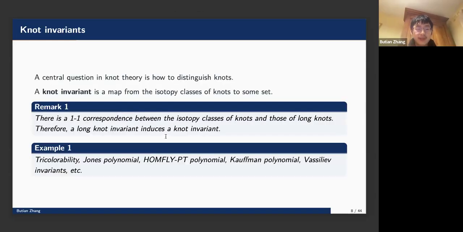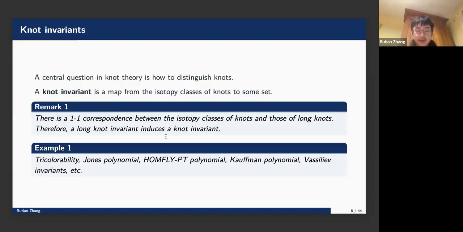These are the Reidemeister moves. From a Reidemeister move, we can construct knot invariants. Since knot invariants are very important in knot theory, they are an essential tool to distinguish knots.